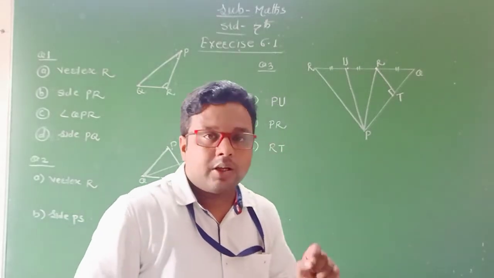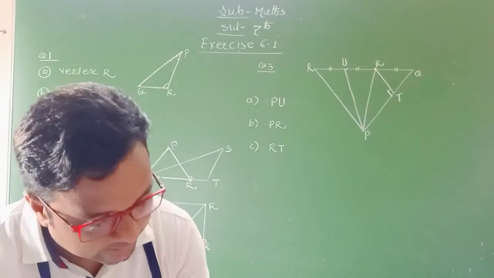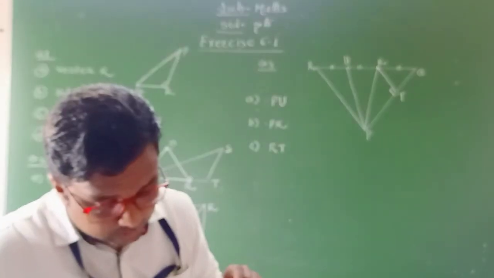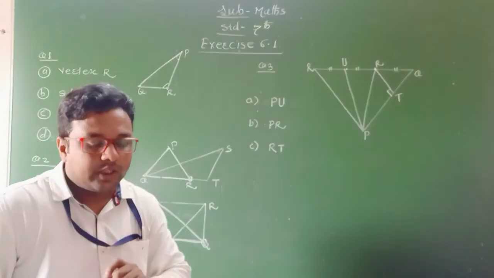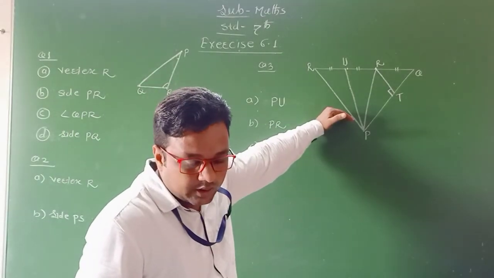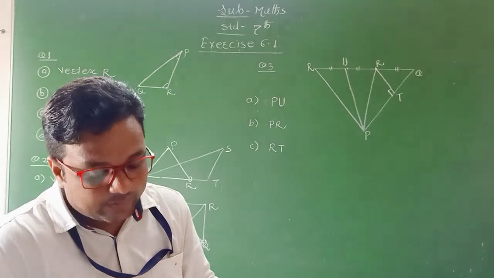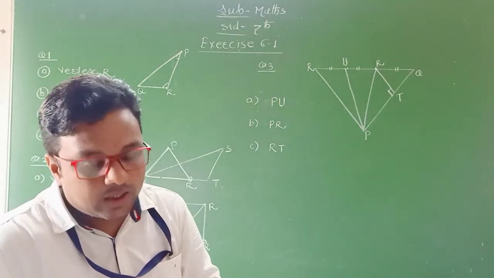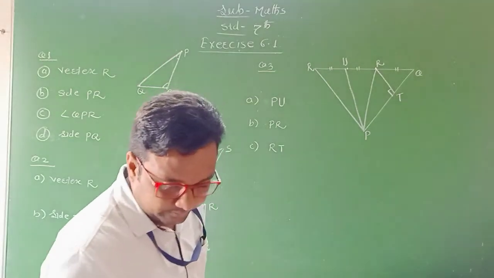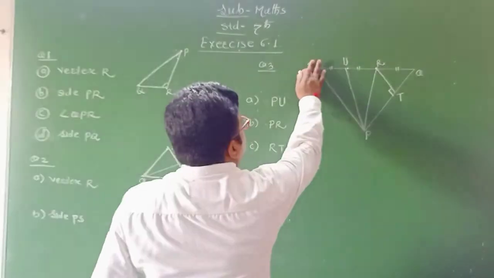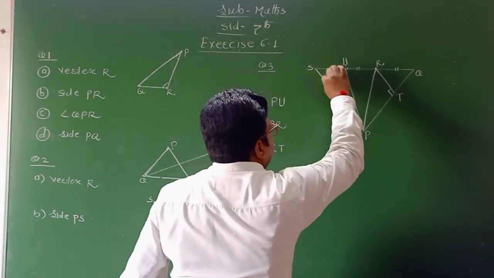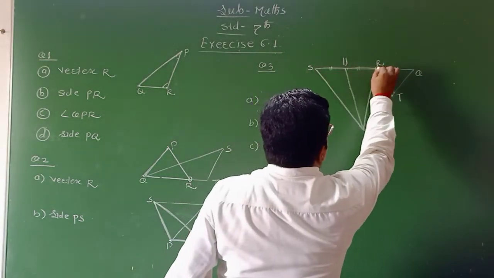Question number 3. In the adjoining figure, look at the figure and complete the following statements. The figure is given like that in question number 3. The first example is given: the median of triangle PRS. Now where is the triangle PRS? This is vertex S, okay. This is P, R and S. This is the triangle.